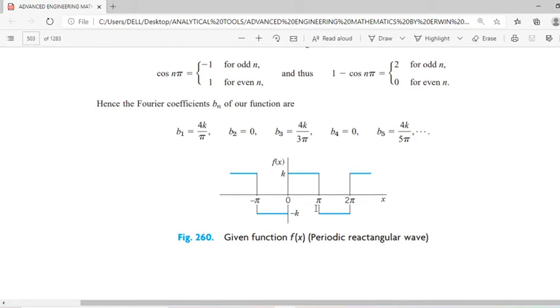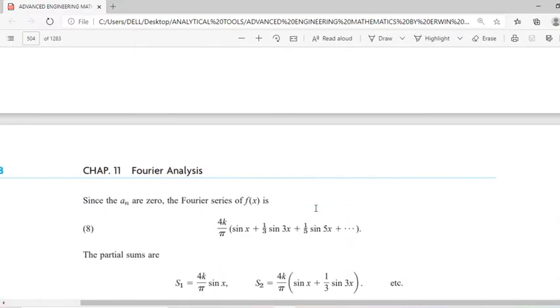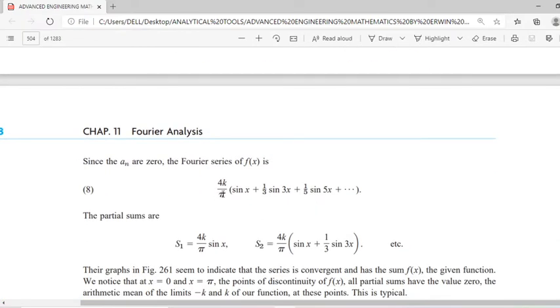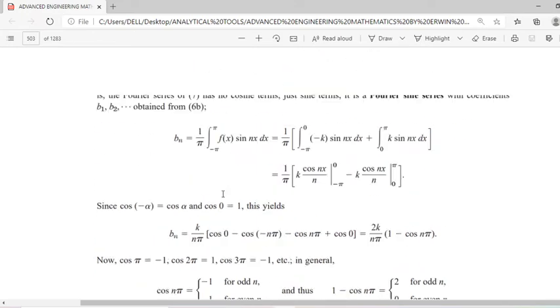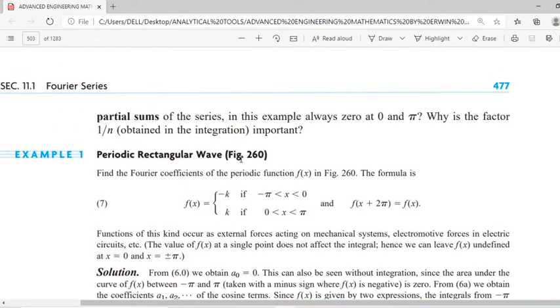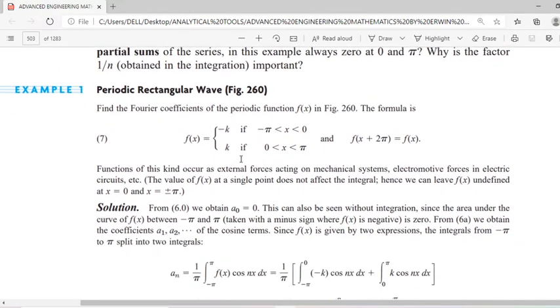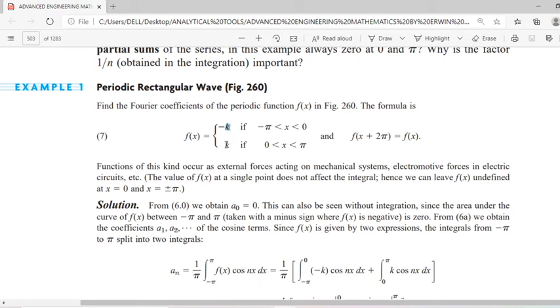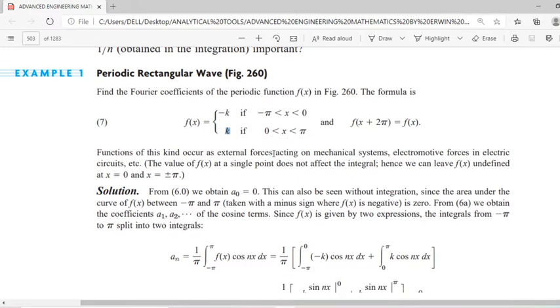This is the shape of that function. It is a periodic function, so we have obtained the series expression like this. Moreover, you have to verify that a0 is 0 or not. Since when we substitute the f of x value in a0, you can see that it will be 0, because this is minus k, this is plus k. When we integrate this minus k plus k in this region, a0 will be 0.